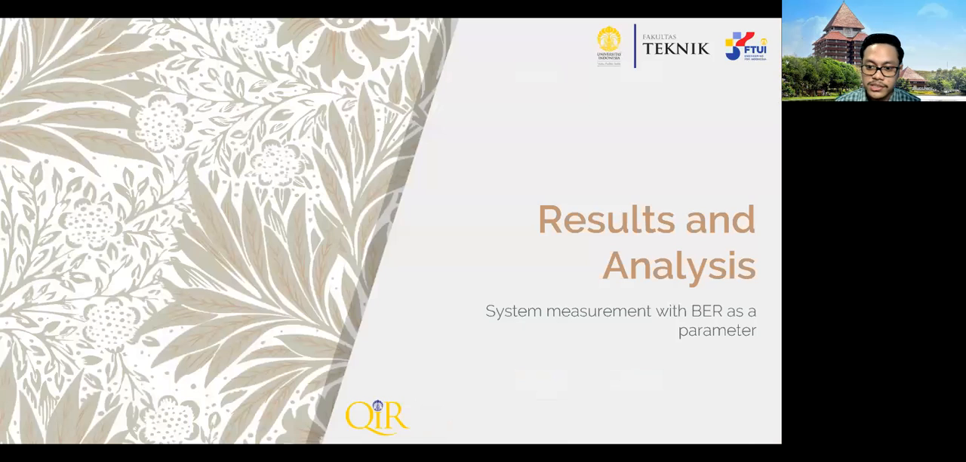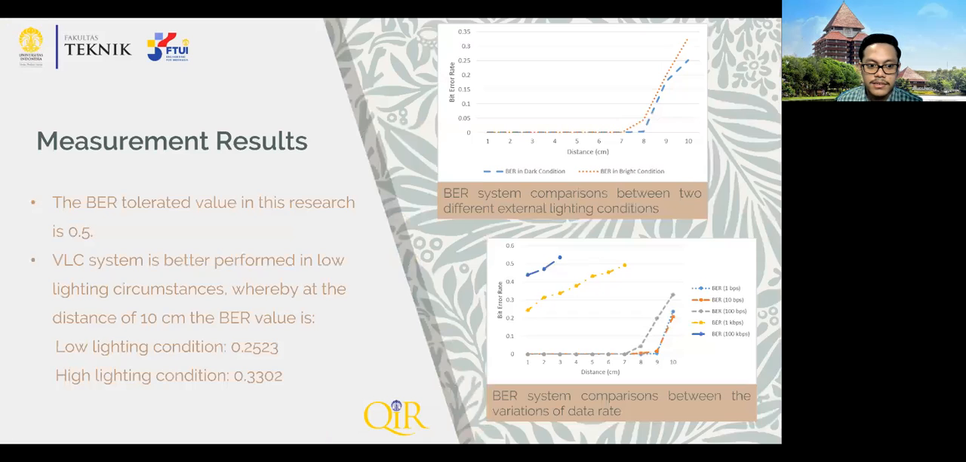Continuing with our results and analysis from BER system measurement, the bit error rate tolerated value in this research is 0.5. That is because the BER value of 0.5 is a limit where receiving correct information has the same amount of probability as receiving incorrect information.